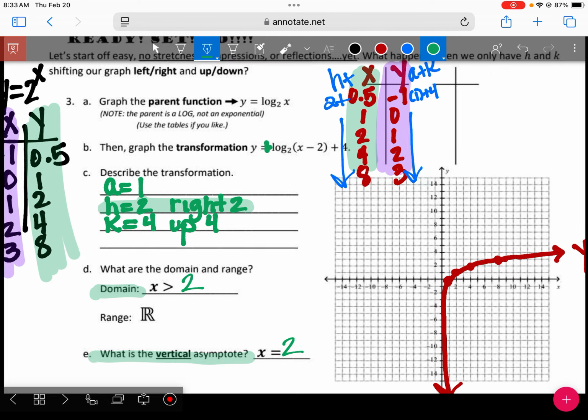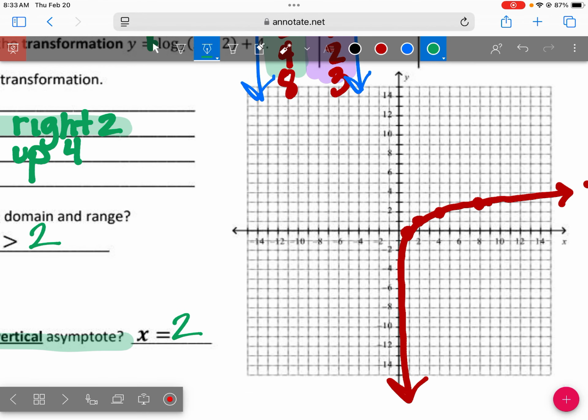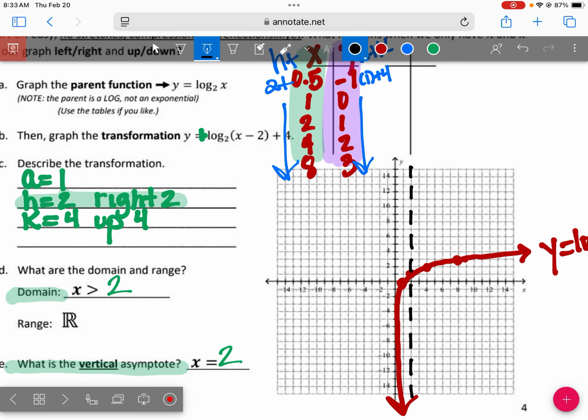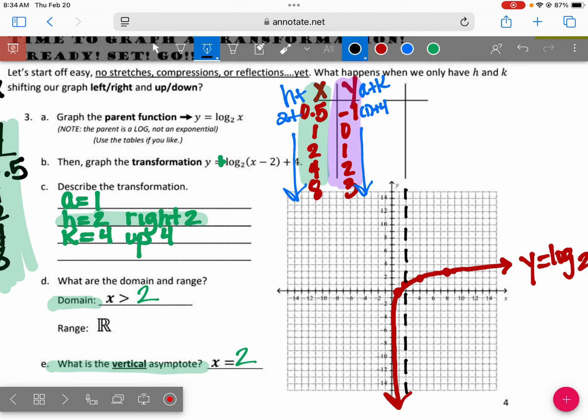So I'm going to actually draw that in. I'm going to draw in a dashed line. I want everybody to do that. At X equals 2, I want you to draw in this. It's like a wall. A vertical asymptote is a wall that the graph cannot go through. All right, so go ahead, pick up your calculators and get your new table.